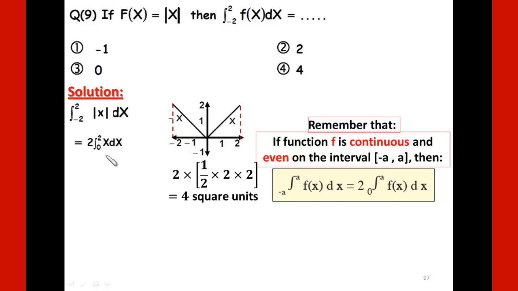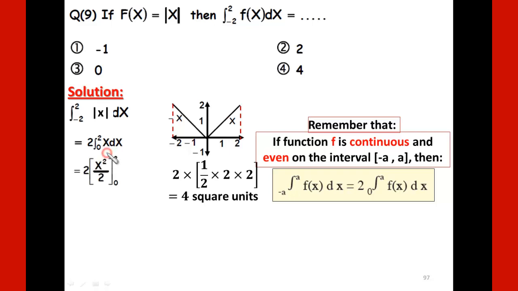If the integration were from -2 to 0, we would use negative x, substituting the absolute value of x equals negative x. But here, the values are positive. So instead of the absolute value of x, we write x, because the absolute value of x equals x.